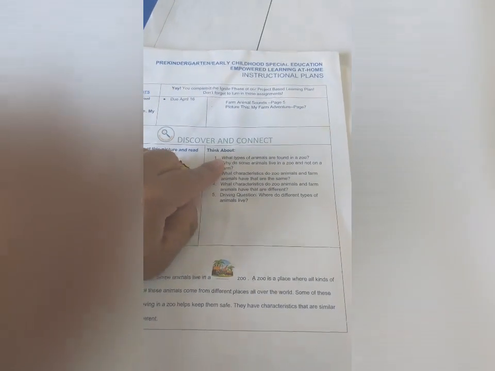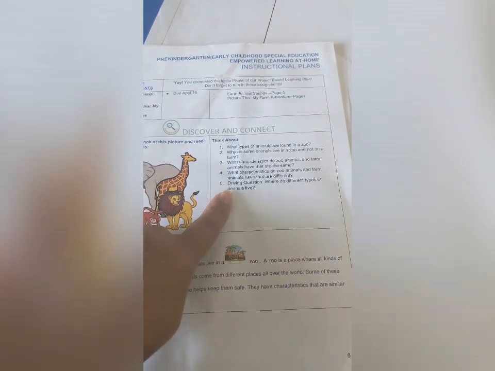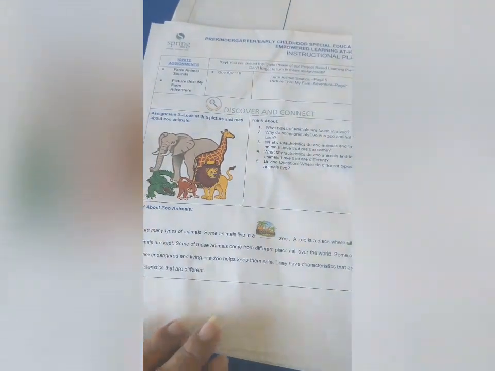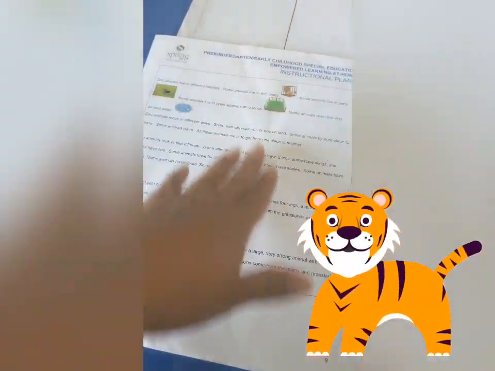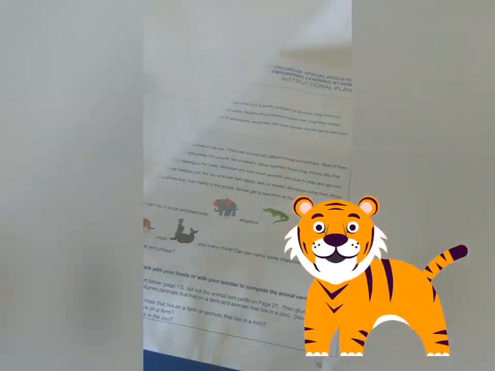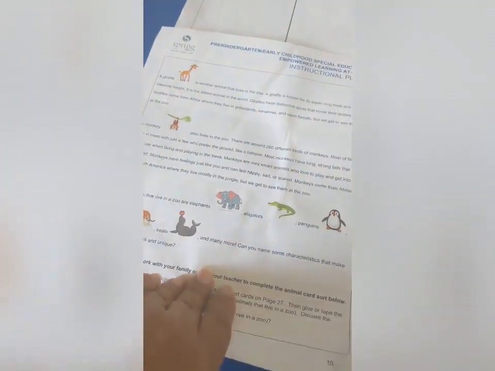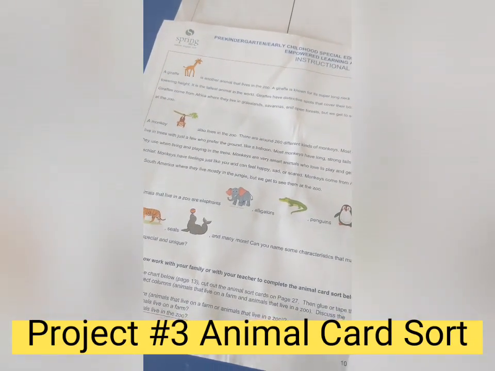You have some questions over here that you can review with them to develop their critical thinking, and read the story about the zoo animals. Make sure you read it and point to the animals with your child and talk about the animals. And then after you complete reading the story, then you can start working on project number 3.